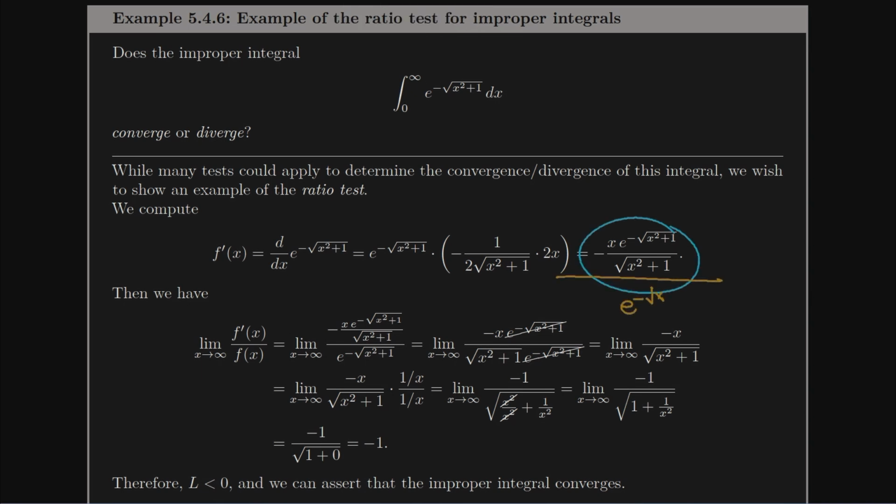It was e to the negative root x squared plus 1. Well, you actually see that there's an e to the negative root x squared plus 1 already up there. There's one over here in a denominator. They cancel each other. And so what I'm left with really is this negative x over root x squared plus 1. That's what I'm going to compute the limit of. That's what I ended up with over here. And now I compute that limit.